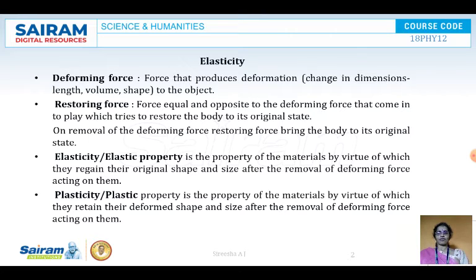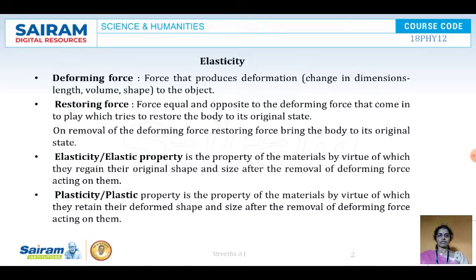Okay. Now the first definition is deforming force. It is a force that produces deformation. Deforming means there is a change in the length, volume or shape of an object due to the application of force. A force that produces a change in the dimensions, in length, volume and shape, is a deforming force.